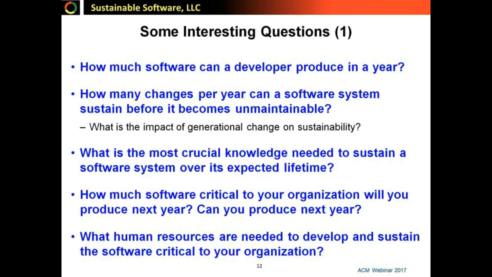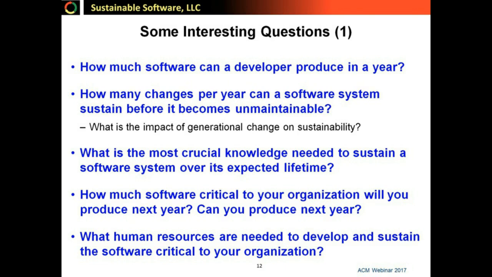All right, so suppose we could do this. I've listed some interesting questions. I'm not going to go through all of these, but I'll just look at a few of them. How much software could a developer produce in a year? Could you answer that in your company right now? How many changes per year can a software system sustain before it becomes unmaintainable? Have you ever been in a situation where you're making so many changes you kind of lose track of what's going on in the software? You can't read the code anymore because there's so many changes? That goes along with what's the most crucial knowledge you need to sustain a software system over its expected lifetime.